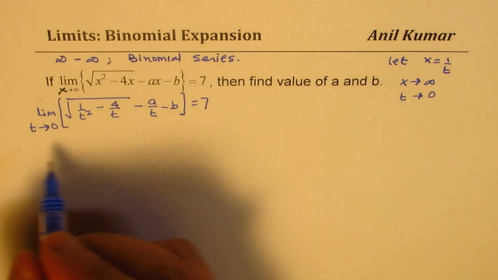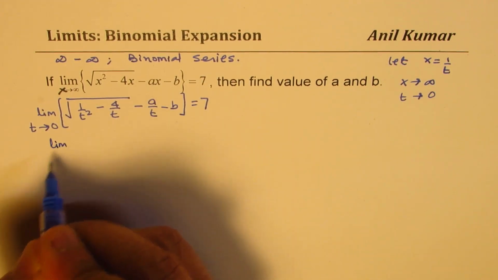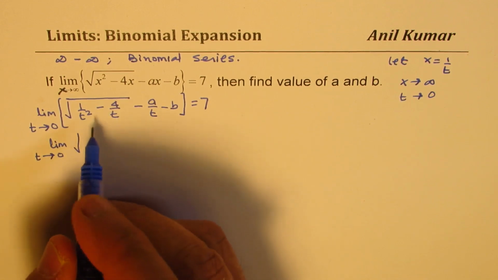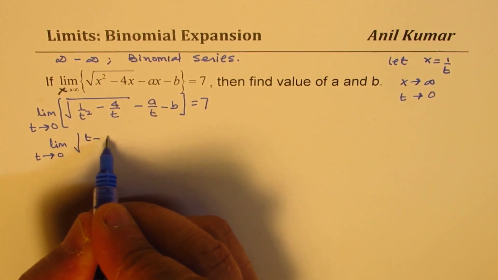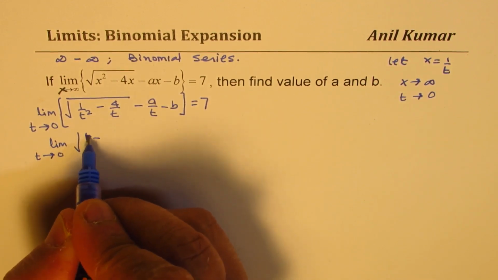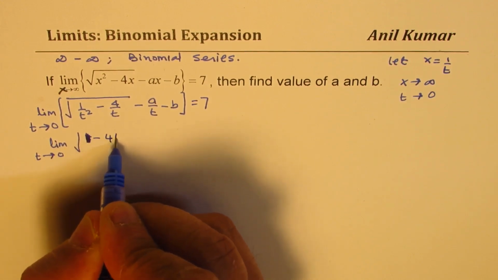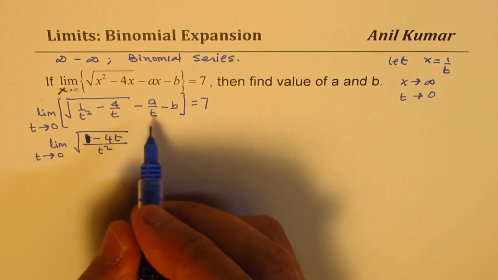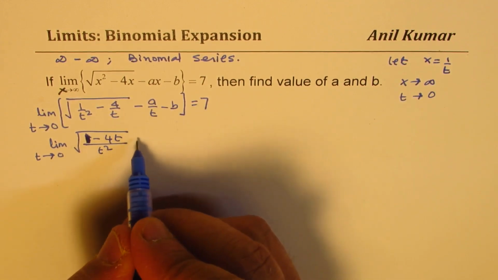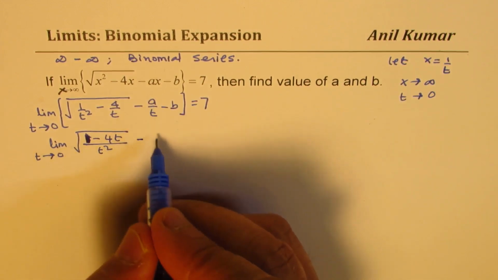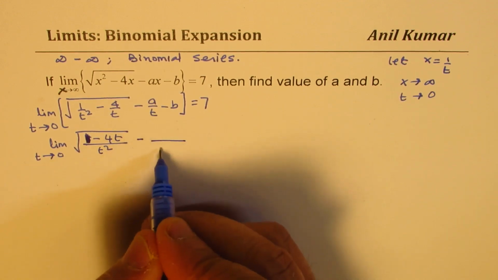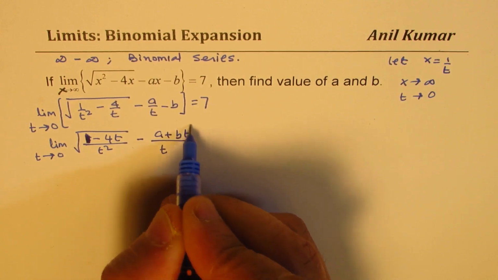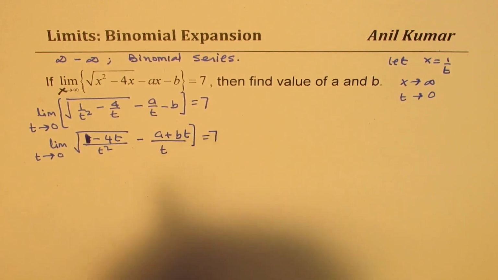Now let's simplify this. So we get the limit as t approaches 0 of the square root of, so t squared is a common term, so we get t squared times (1 minus 4t) over t squared within the square root. And here we have a term which is minus, I can take t common here also, right? So that gives me a plus bt, right? Equals 7.